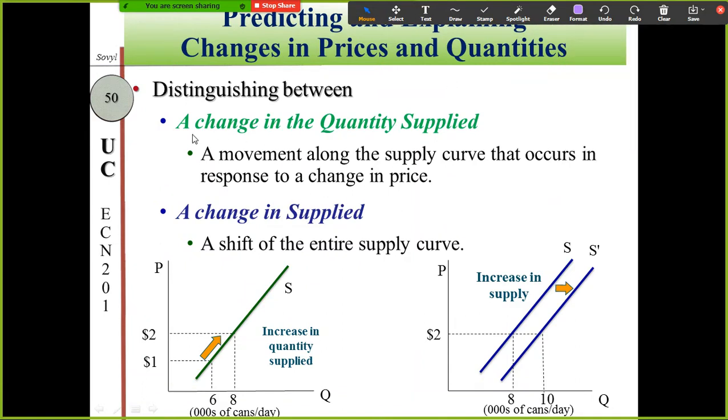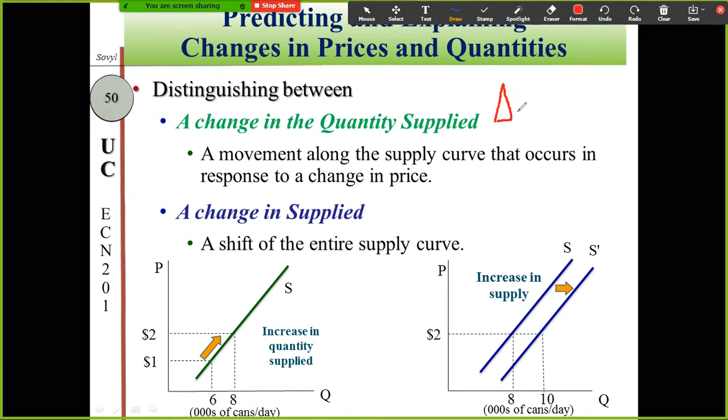So remember, for demand or also supply, when you talk about a change in quantity supplied or quantity demanded, it means the quantity supplied changes because of the price change. What does that mean? When the price becomes more expensive, producers or suppliers will produce and supply more. They increase their production and supply, and they wish to sell more.